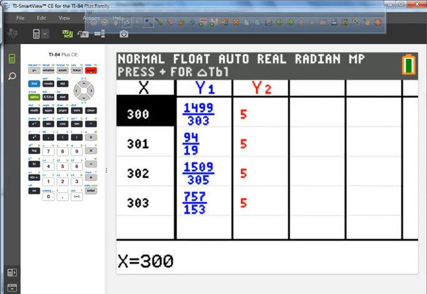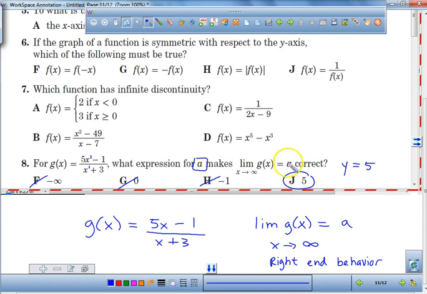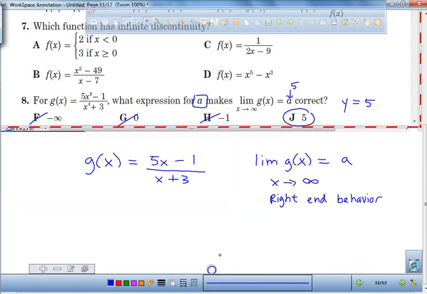By the way, if you did 1499 divided by 303, you know what number you get really, really close to? 5. And 94 divided by 19, you know what that's really close to? 5. So no matter where you are, what's the limit right here? The limit is 5. That's why the answer is J. So you're going to type it in and evaluate it.